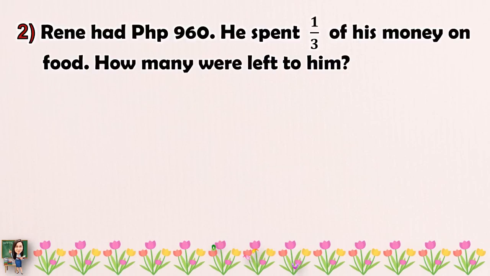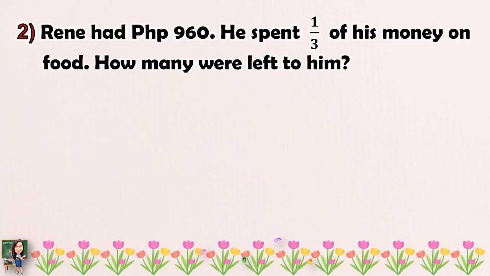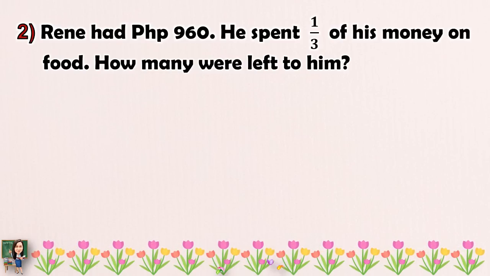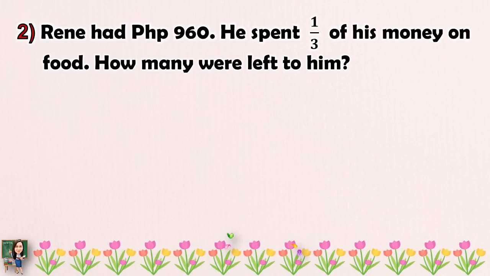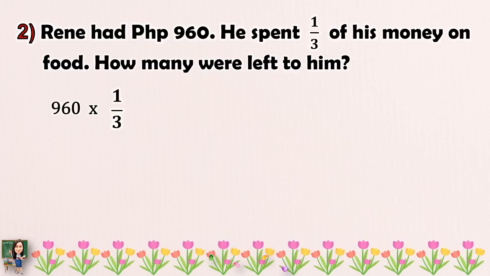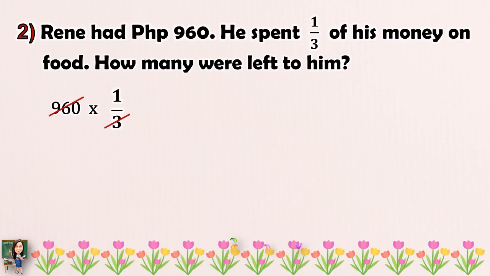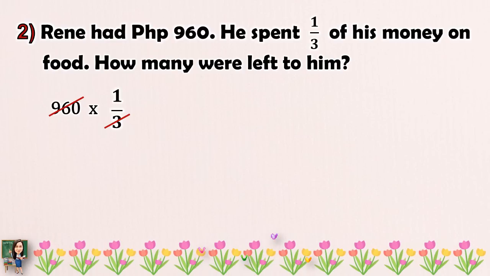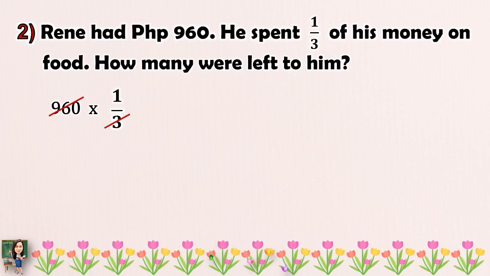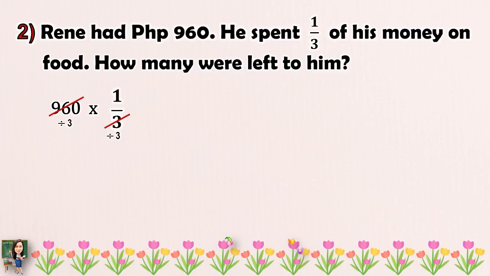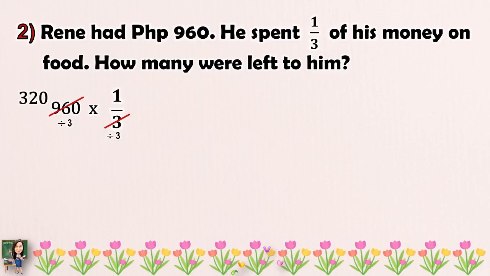Number 2. Rene had 960 pesos. He spent 1/3 of his money on food. How many were left to him? To get how much he spent on food, multiply 960 pesos times 1/3. Use the cancellation method. Then find the GCF of 960 and 3. The GCF is 3. 960 divided by 3 equals 320. And 3 divided by 3 equals 1.